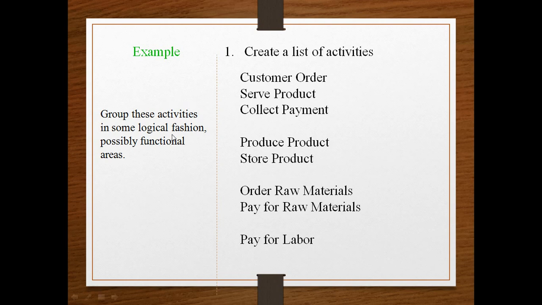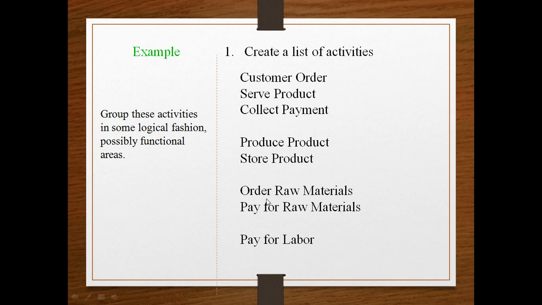Now group these activities in some logical fashion, or possibly by their functions. For example, a customer comes, he orders, you serve the product and you get the money. So you put that into one group of activities. Second, you're going to produce the product as well as store the product. So that becomes the second group of activities.